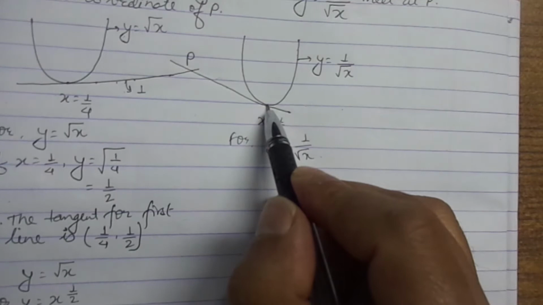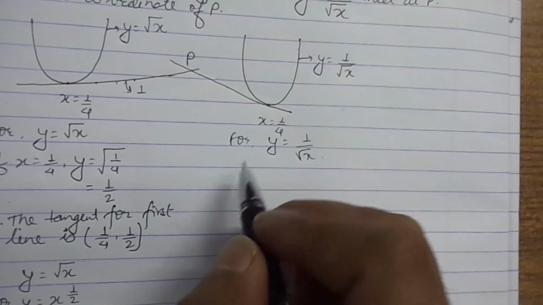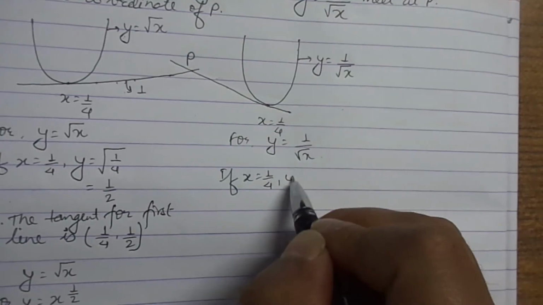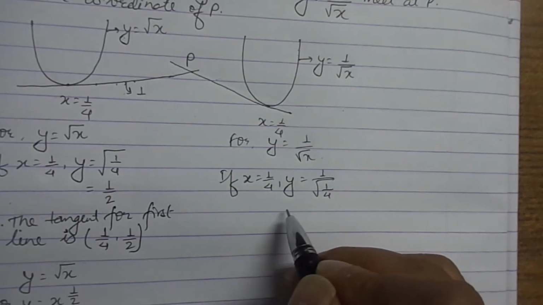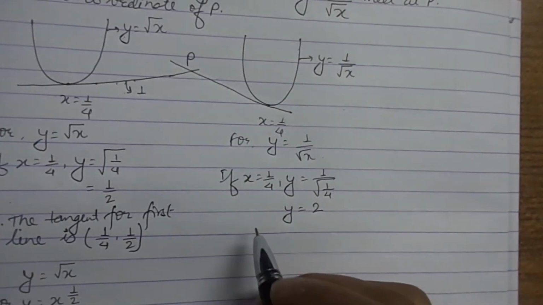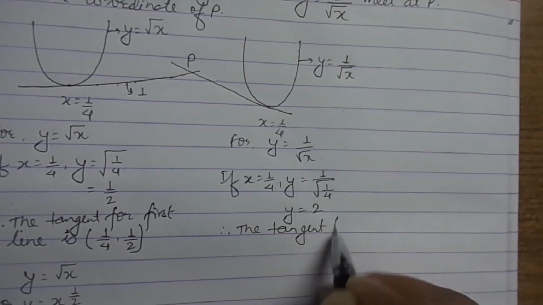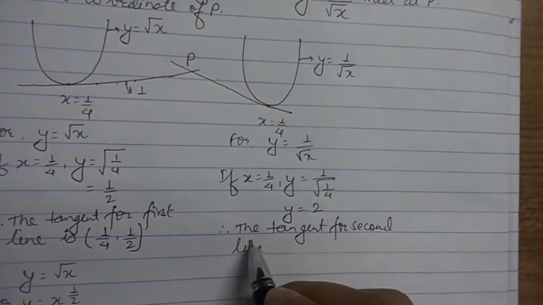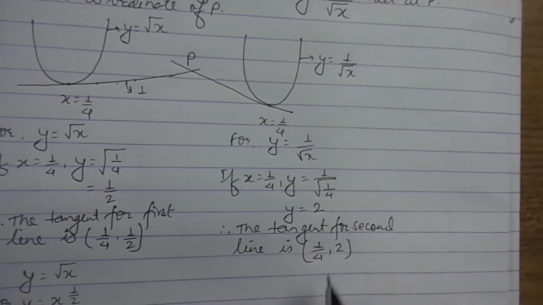First we will find the point of intersection, the tangent point of this curve to this line. If x equals 1 upon 4, then y will be 1 upon root under 1 upon 4. Answer, the value of y will be 2. Therefore, the tangent point for the second line is 1 upon 4 comma 2.